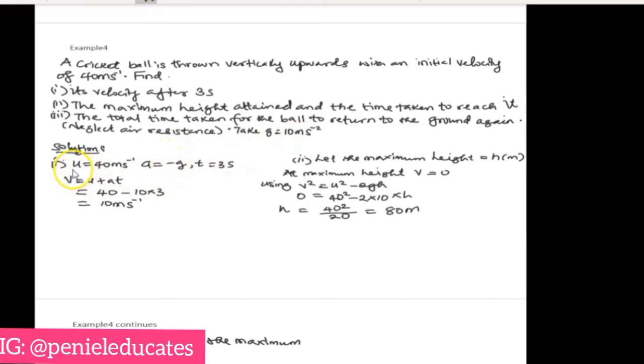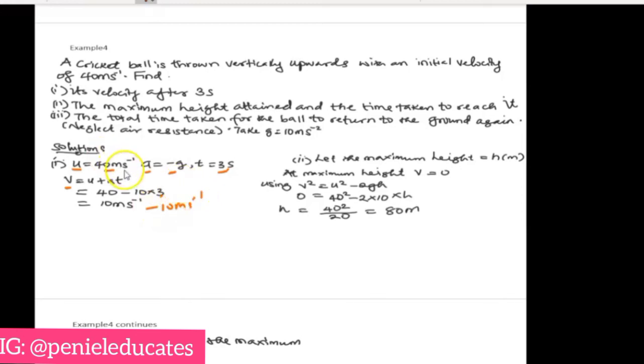Then we're given that our u, which is the initial velocity, is 40 meters per second. Our a, because it's thrown upward, is going to be minus g. Then the time is 3 seconds. It said we should find its velocity after 3 seconds. So this is the velocity and this is the time, 3 seconds. Then we use our formula v is equal to u plus at, because we want to calculate the velocity after 3 seconds. So our initial velocity u is 40, minus, because going up is negative, minus 10 times 3. So its velocity after 3 seconds is going to be 10 meters per second.